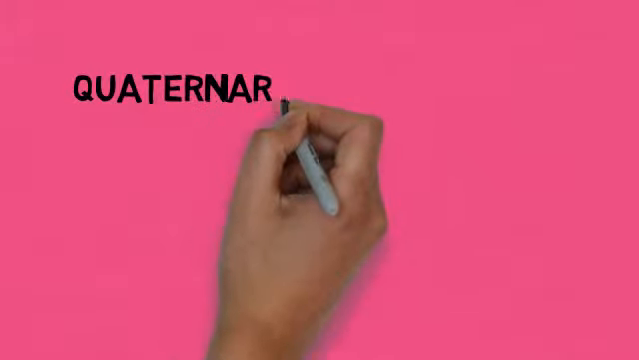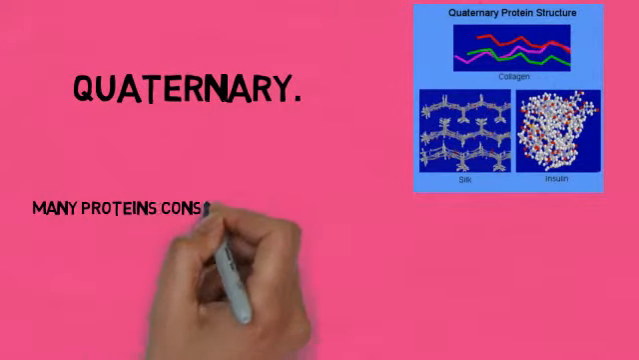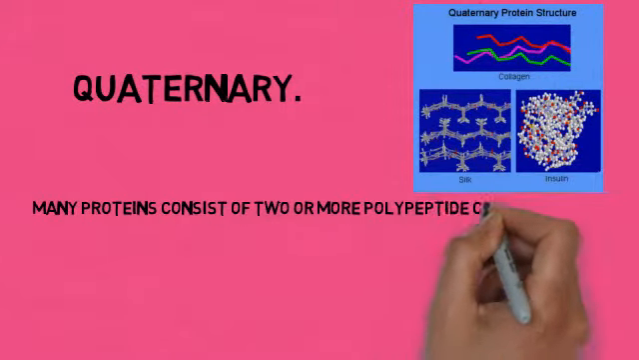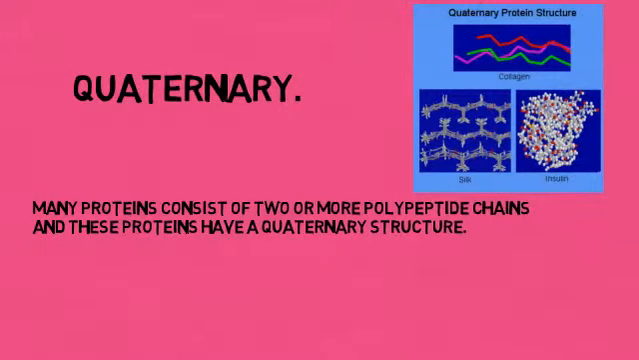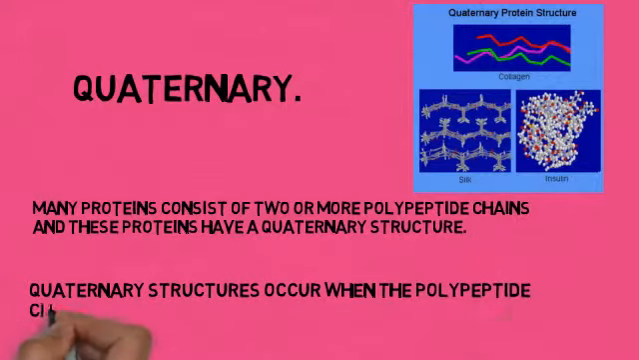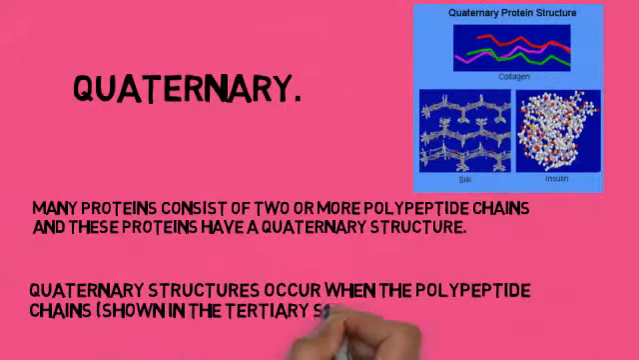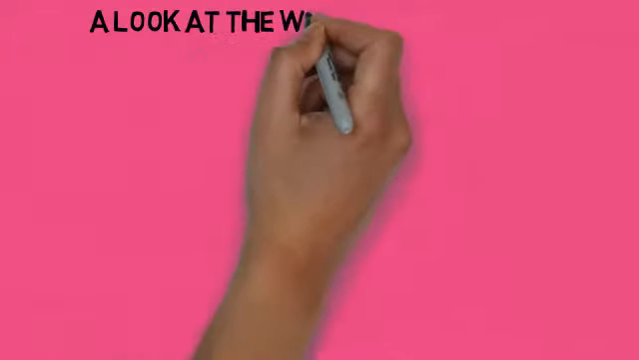The fourth level is quaternary. Many proteins consist of 2 or more polypeptide chains, and these proteins have a quaternary structure. Quaternary structures occur when the polypeptide chains shown in the tertiary structure link together. And here's a look at the whole structure.